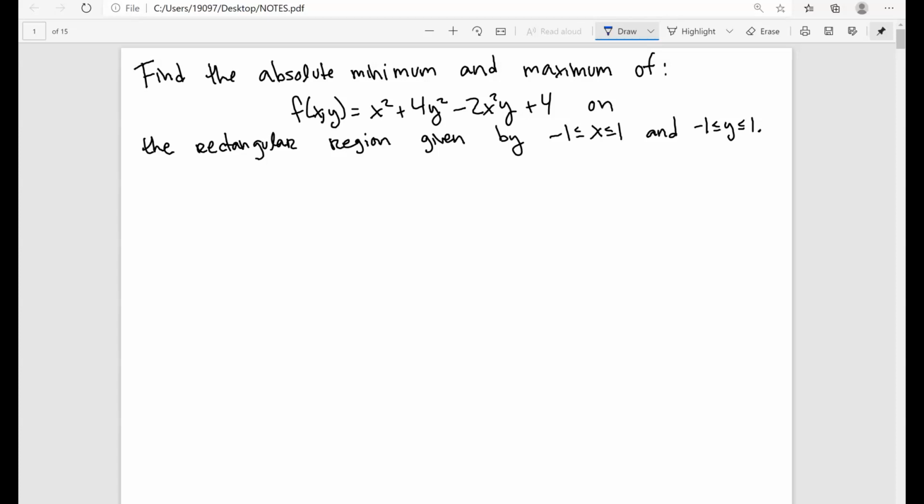So, hi, Calc 3 students. We were doing this problem in class, and now we're going to finish it. Remember that we want to find the absolute minimum and the absolute maximum of this function.